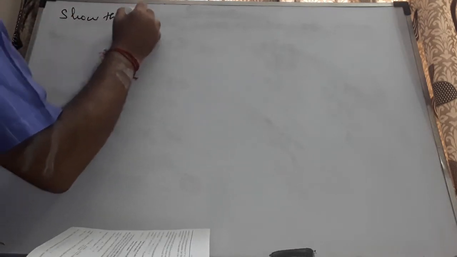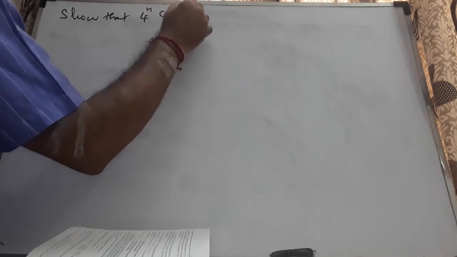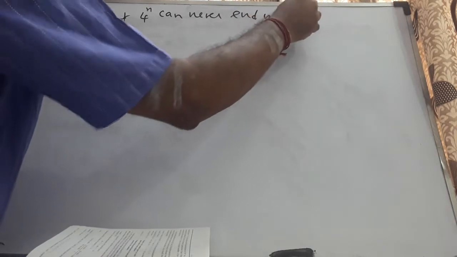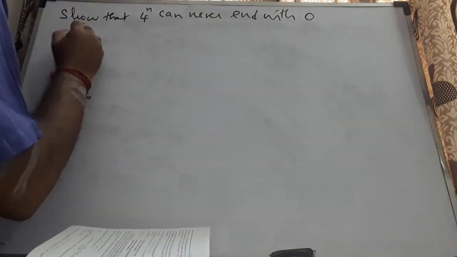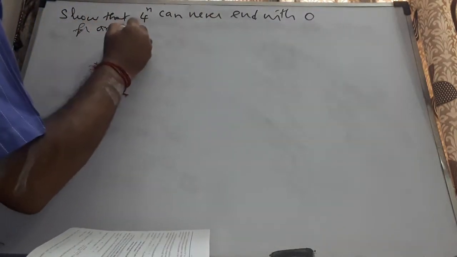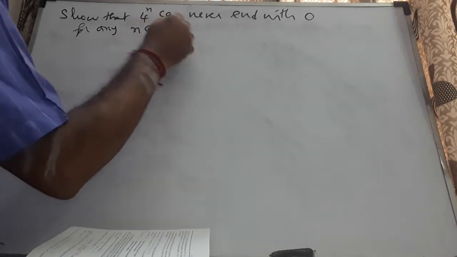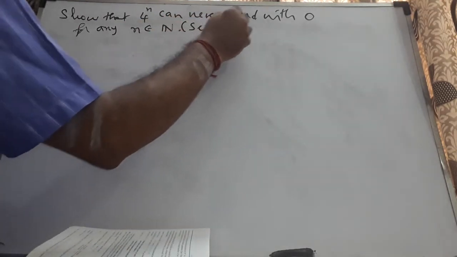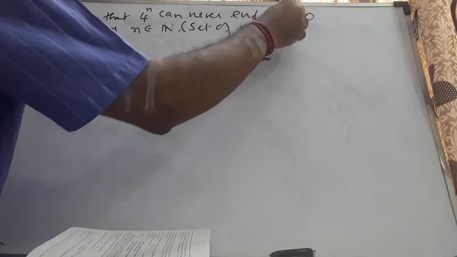Okay, next there is one more problem. Show that 4 power n can never end with 0 for any n, an element of N, the set of natural numbers. I am supposed to prove this.